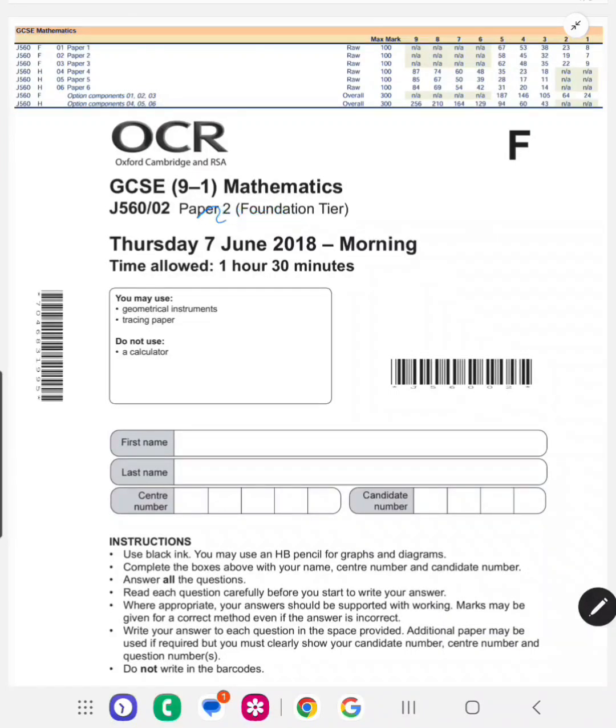So this is OCR's paper 2, the foundation paper. It's non-calculator from June 2018. And if we look at the grade boundaries, we need 32 marks for a 3, 45 marks for a 4, and 58 marks would get you a grade 5 on this paper.